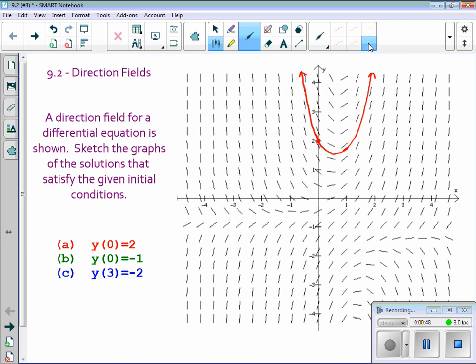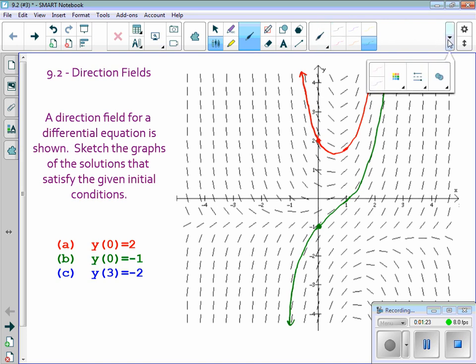Okay, then we move to the green one. We have y of 0 is -1, so you're starting at this point here. And then follow the slopes. Oh, I'm not very good on the slate with drawing, so yours probably look better than mine. First time for everything. There, so something like that.